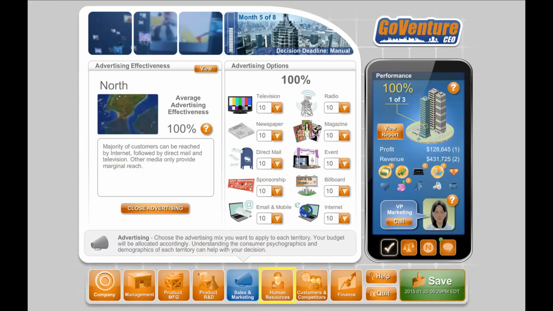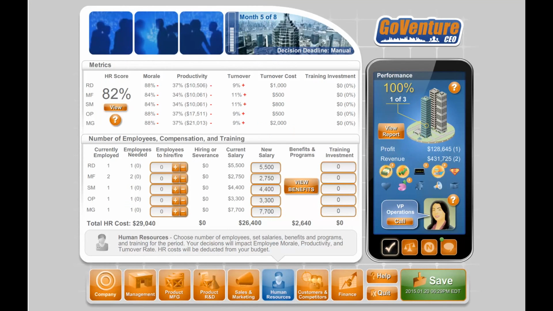Let's move on to human resources. Human resources is where you manage your employees. This is very high-level decision-making. You do not manage individual employees. Instead, you manage 5 business functions, or departments, in your business. The business functions are RD for research and development, MF for manufacturing, SM for sales and marketing, OP for operations, and MG for management. The first decision you need to make for each business function is to choose the number of people you will employ.